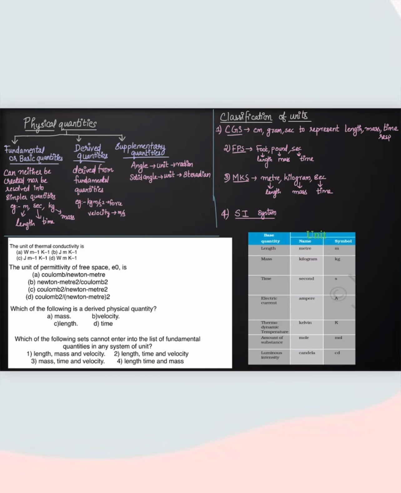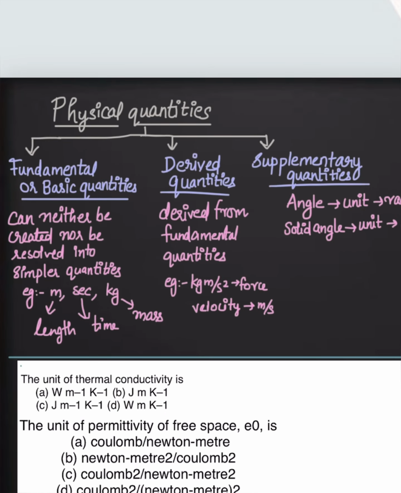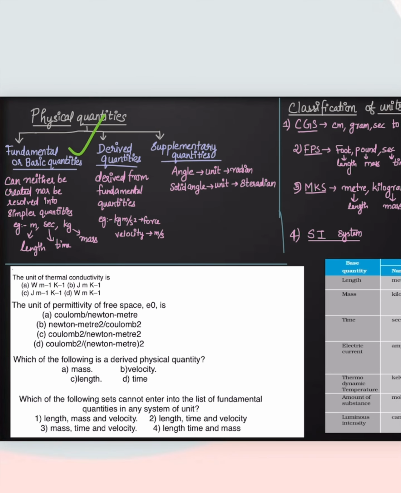Okay. So, firstly, physical quantities. There are three types of physical quantity: fundamental or basic quantity, derived quantity, and supplementary quantity. Fundamental or basic quantity means it can neither be created from other quantities nor be resolved into smaller quantities. The examples are meter, second, and kilogram. So this is the fundamental or basic quantity. Meter cannot be created from other quantities, and we cannot split up meter into smaller quantities.